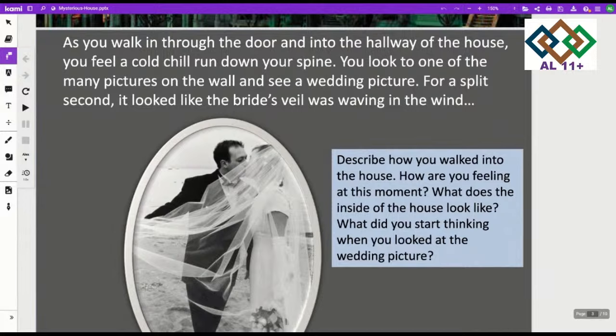What do you think will be there? And when you walk in the house, remember it's dark. It's really dark inside the house. You keep walking, you're scared. And it's so dark. And afterwards, when you're scared, you just see a wedding picture on the wall. So looking at the wedding picture, you feel more scared.